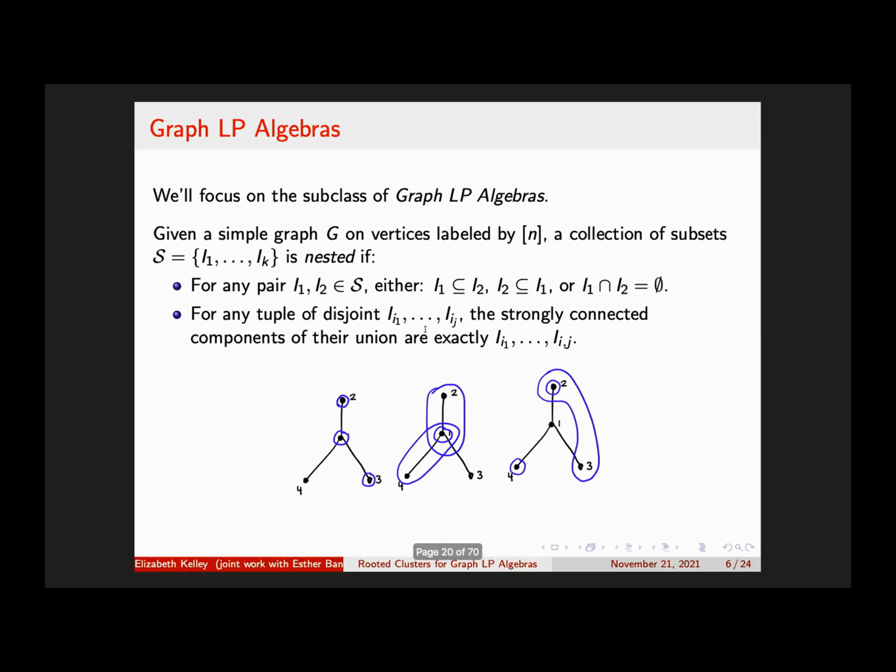And then I drew also some non-examples. So here in the leftmost drawing, this is meeting condition 1, right? If I took a pair of subsets, they all have empty intersections, but it's not going to meet condition 2, because if I take, say, vertices 1 and 2, and I take their union, then the strongly connected component of the union is the subset 1, 2, which is not either of the subsets I started with.